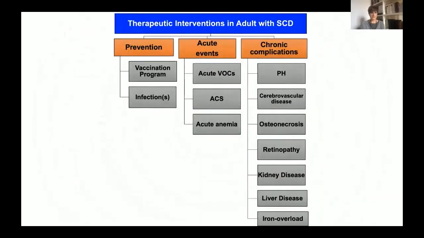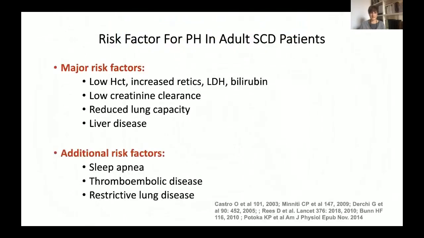So going back to therapeutic interventions in adults, what about chronic complications? There are a lot of them, as you may see here, summarized in the chart. But I would like to discuss two of them very rapidly. One is pulmonary hypertension, and the risk factors in adults for developing pulmonary hypertension are summarized in this slide. Again, we have anemia and hemolysis, abnormal kidney function, reduced lung capacity, and liver disease.